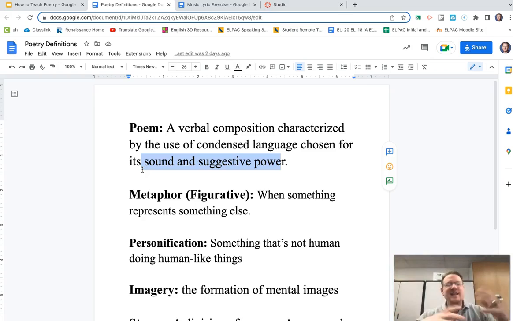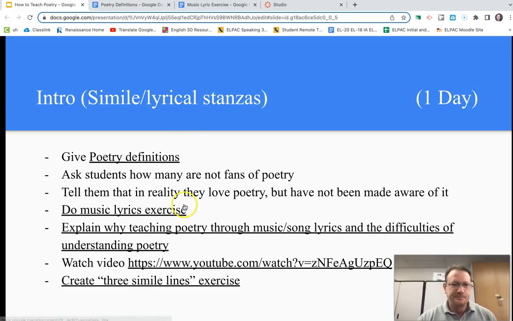Just watch it. And again, it gets students to chuckle, but it gets them to kind of see how poetry is not just the stuff that's in the textbook. Actually, the stuff that's in the textbook is a very small amount of poetry. And so let me go back to the lesson.